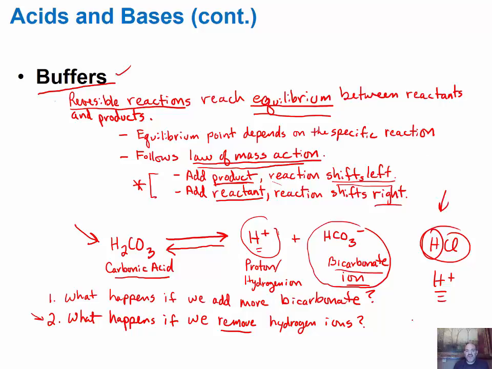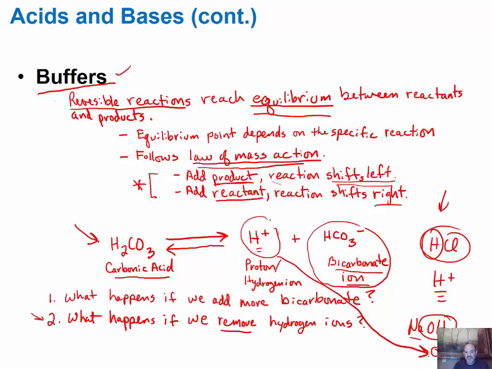Well, what if we add a base? Let's say we have the same solution, and instead we add a base like sodium hydroxide. When sodium hydroxide dissolves in that solution with the carbonic acid bicarbonate buffer, we're going to end up adding hydroxide, because it's going to dissociate. The sodium hydroxide will dissociate into hydroxide ions, and those hydroxide ions love protons. So those protons are going to combine with hydroxide, and that's going to decrease the hydrogen ions.